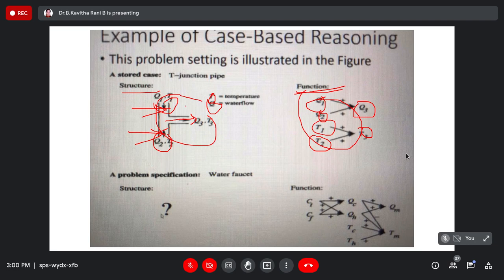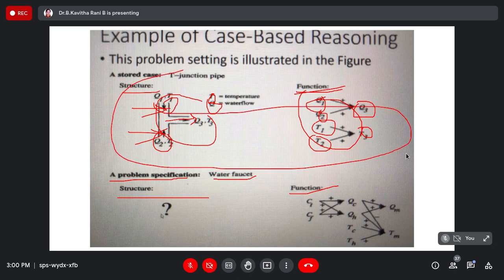Now the problem specification: water faucet, my water tap. While designing my water tap, what is the structure when this functionality is required? That I have to specify here. So this is my old design. Now what I'm doing here is that I want a new structure. For this new structure I have some functions, specifications, some functionality. So what is that?